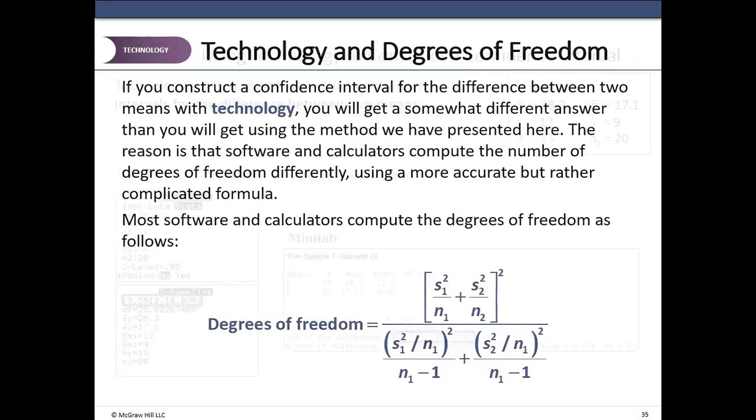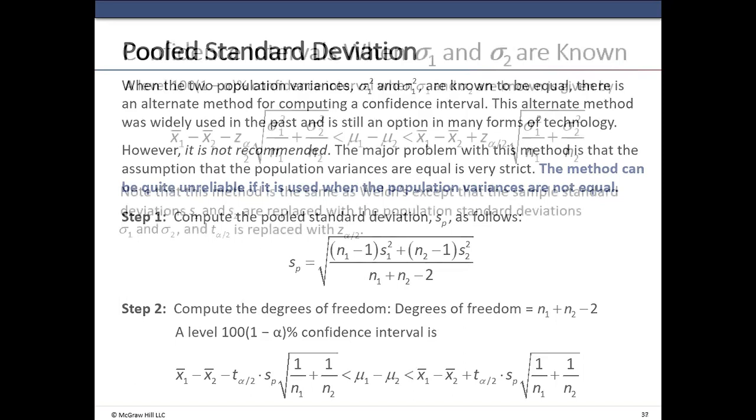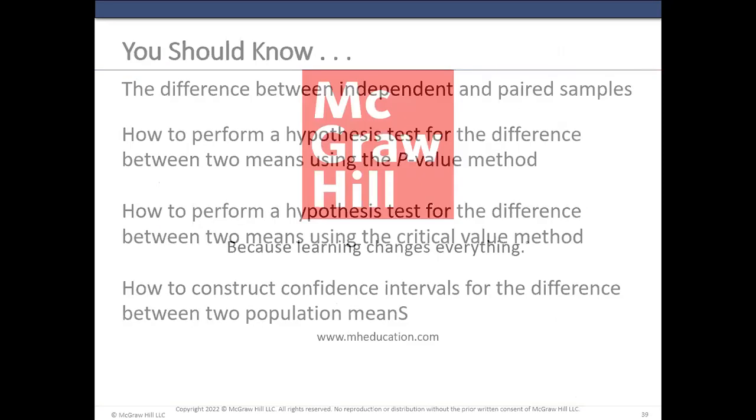Okay. We will skip over this. When two population variances sigma1 squared and sigma2 squared are known to be equal, there is an alternate method for computing a confidence interval. This alternate method was widely used in the past and is still an option in many forms of technology. However, it is not recommended. The major problem with this method is that the assumption that the population variances are equal is very strict, and the method can be quite unreliable if it is used when the population variances are not equal. So we'll just forget about it. So we are done with this section.